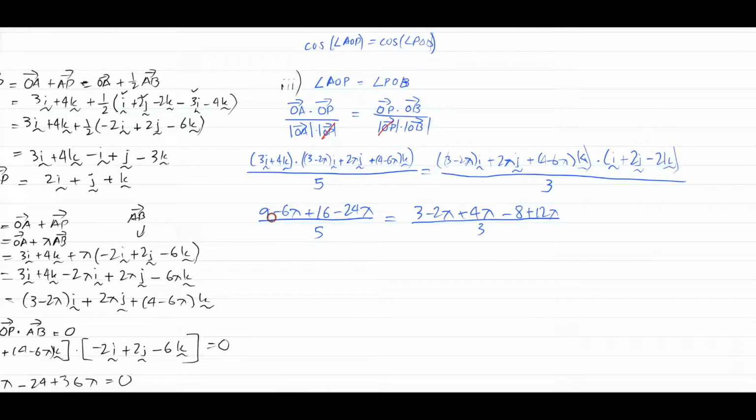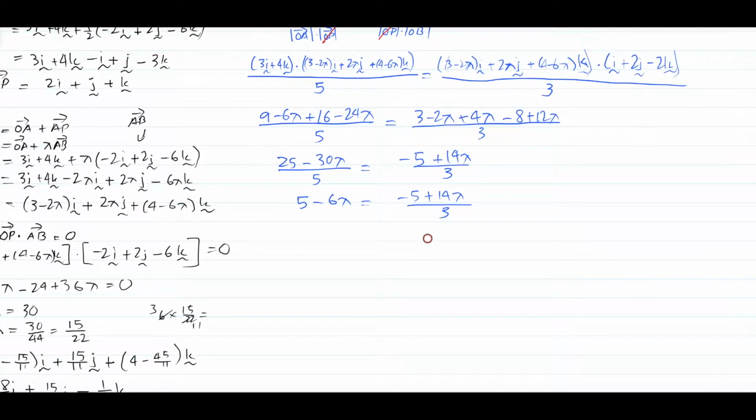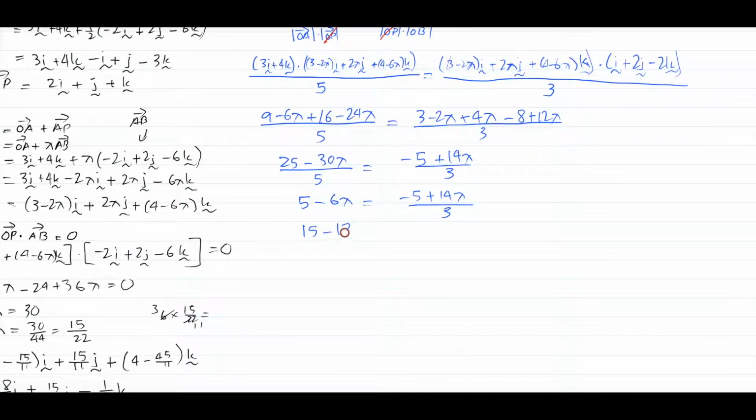Let's simplify everything here. So that's 9 plus 16, that's 25 minus 30 lambda, everything is over 5, equals 3 minus 8, so that's minus 5, plus 4 lambda, 12 lambda, so that's 16 lambda, plus 14 lambda, everything over 3. And then of course the 5 here cancels out nicely, and you get 5 minus 6 lambda. You can't cancel anything here, so we'll leave that there as 3. And then move the 3 over, you get 15 minus 18 lambda, and you get negative 5 plus 14 lambda.